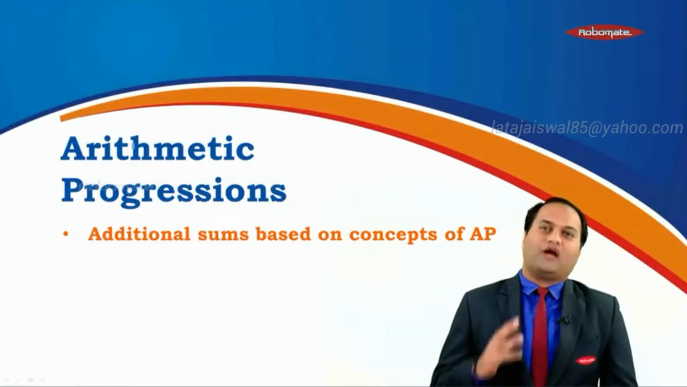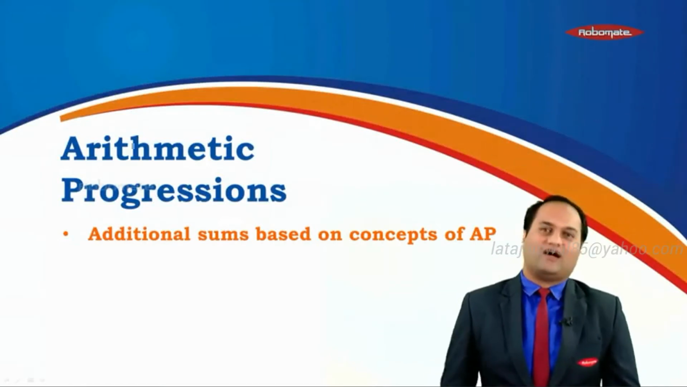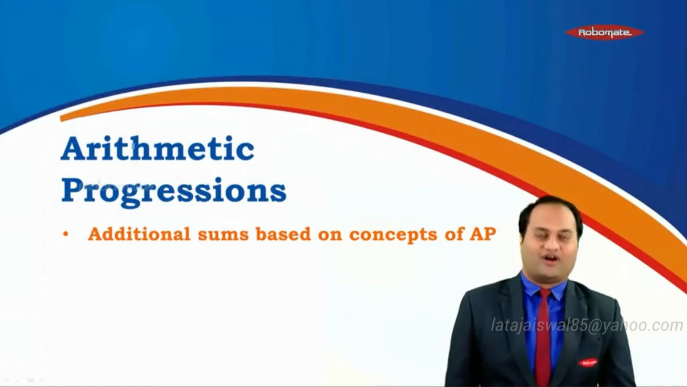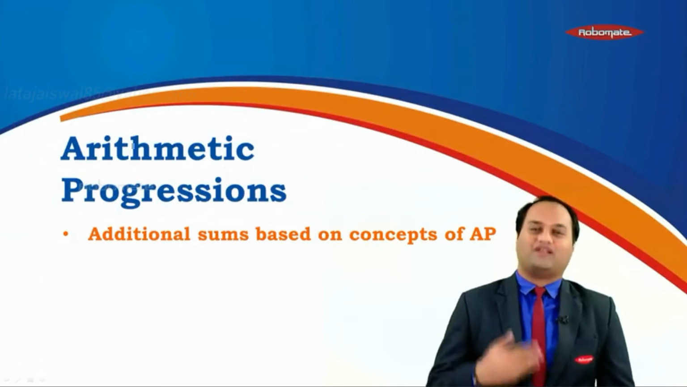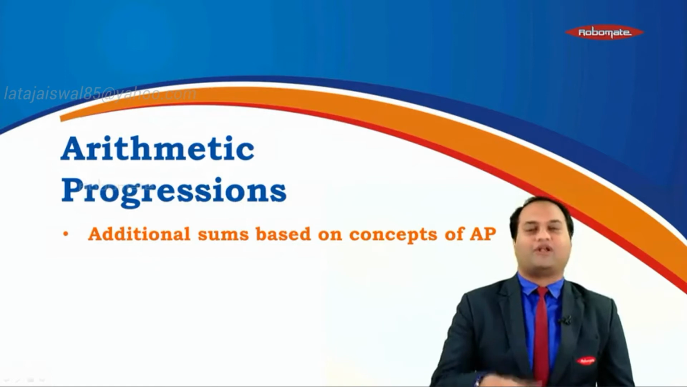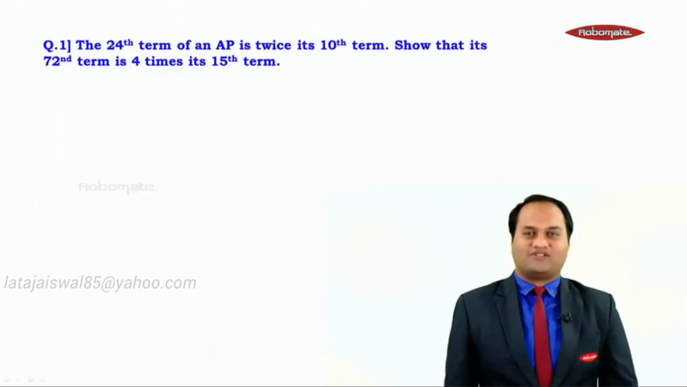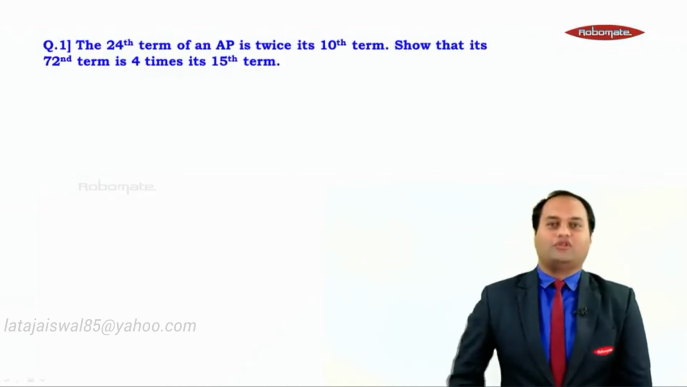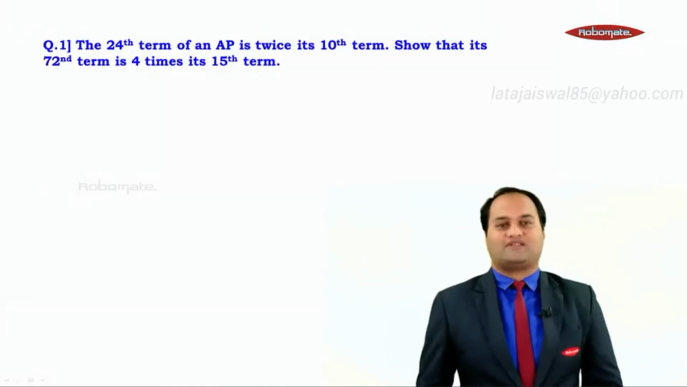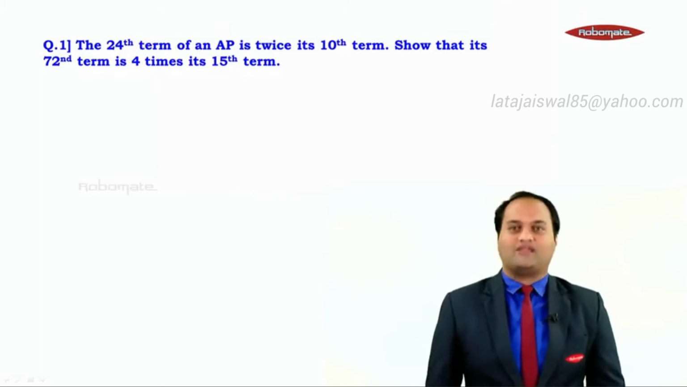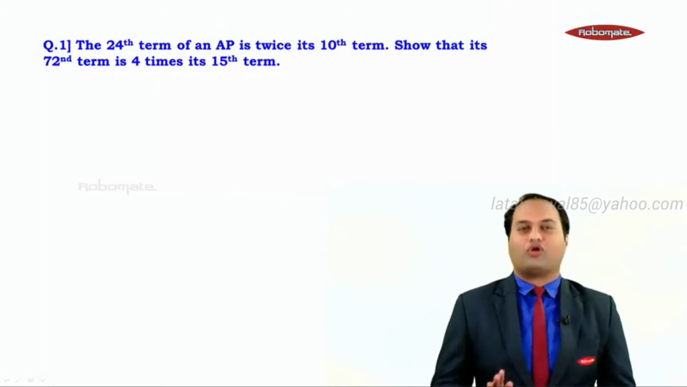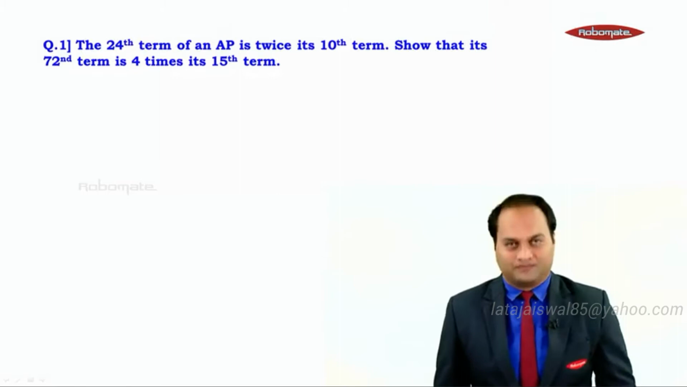So far, we have done all the sums from your NCERT textbook. Now it's time for us to do some additional sums which are not from the textbook but are based on the concept of AP. So let's do it. The first sum is: the 24th term of an AP is twice its 10th term. Show that its 72nd term is 4 times its 15th term.